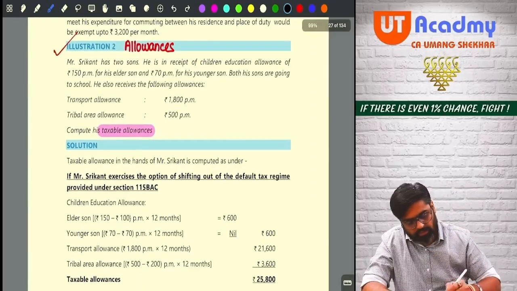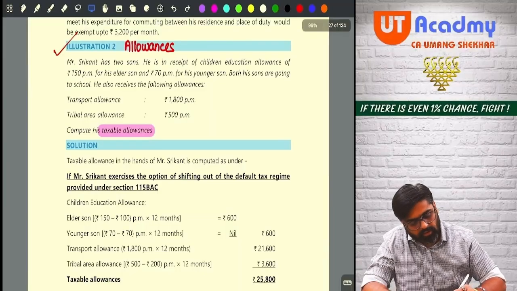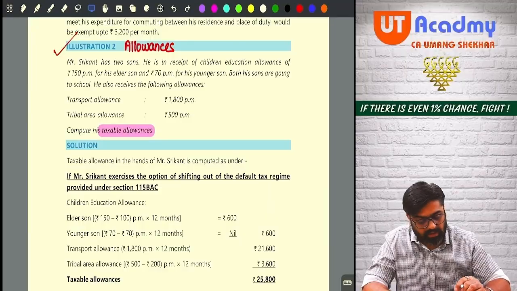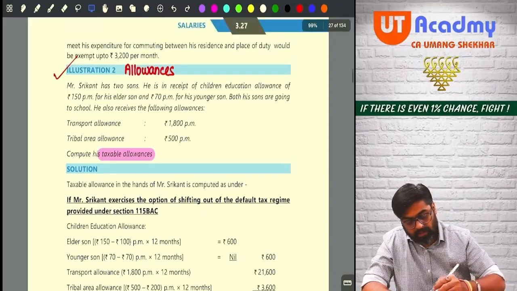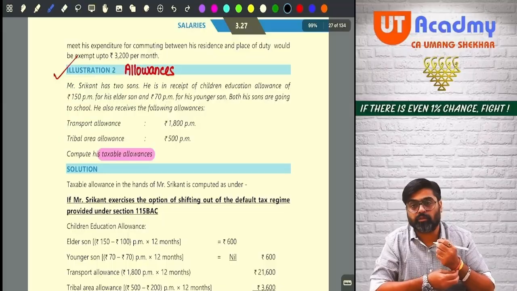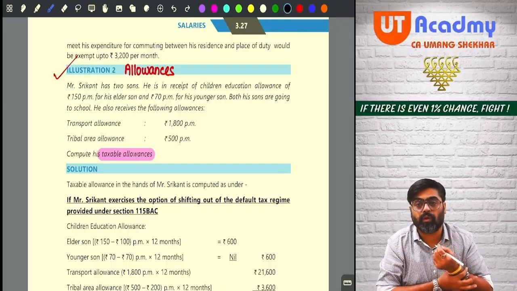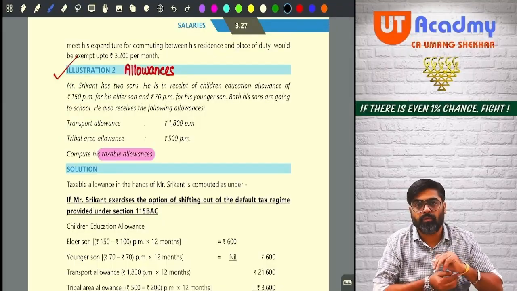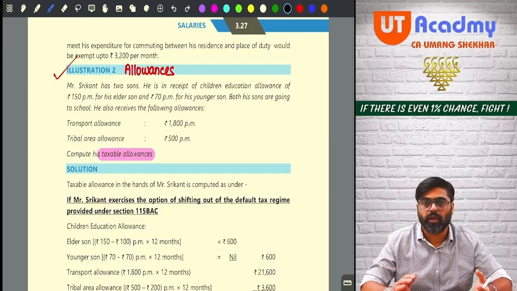Mr. Shrikant has 2 sons. He is in receipt of children education allowance of 150 per month for his elder son and 70 per month for his younger son. Both his sons are going to school. He also receives the following allowances: transport allowance 1800 per month, tribal area allowance 500 per month. Compute his taxable allowances. Now please pay attention. They have not mentioned whether Shrikant is following 115BAC or not. So we will be calculating our answers in both ways.